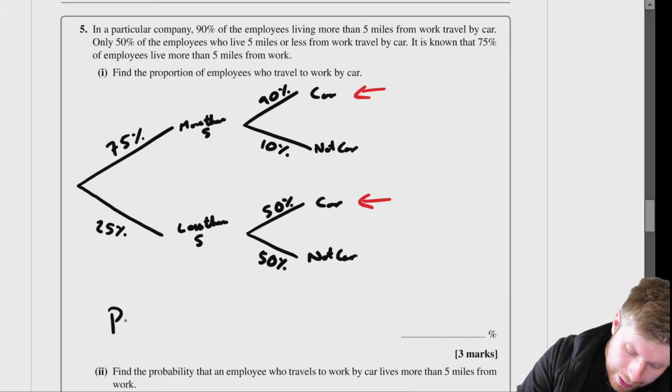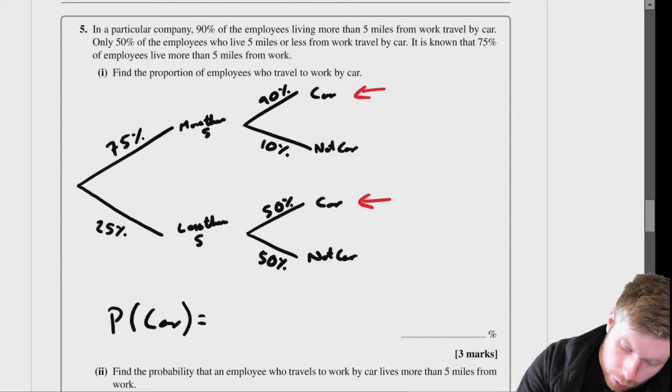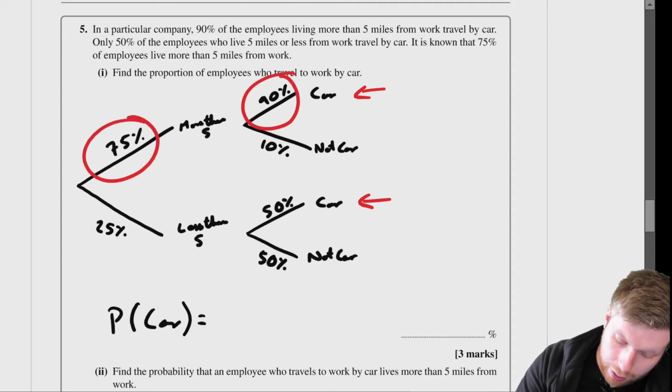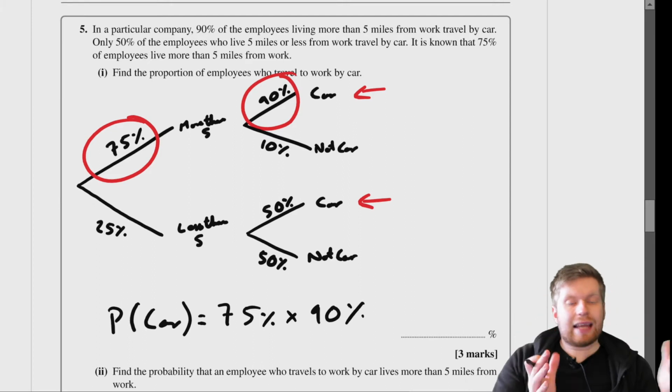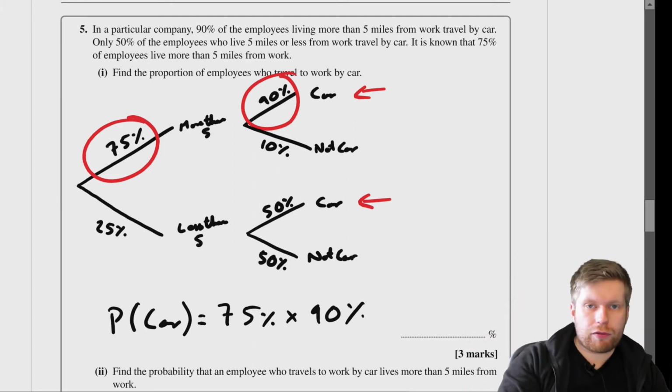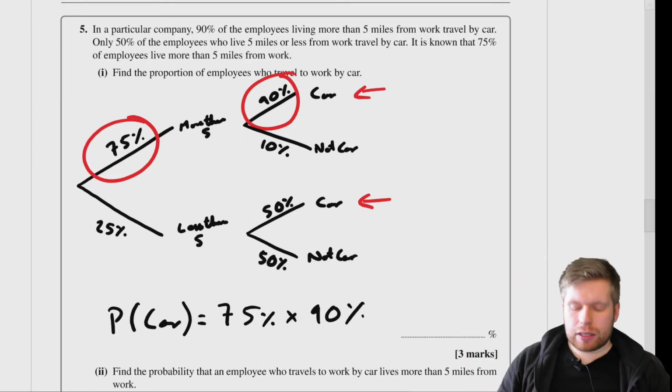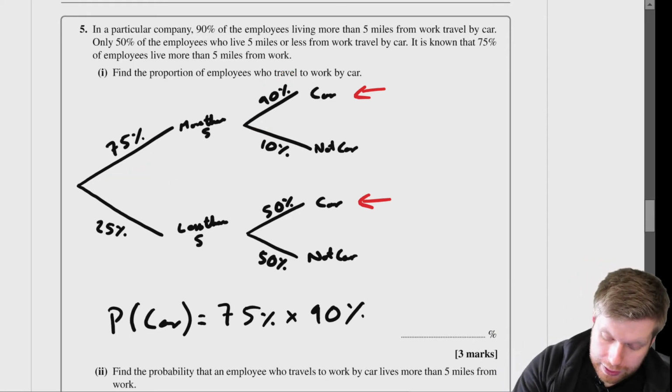So I'm going to say, okay, the probability of travelling to work by car will be equal to, well, first of all, the probability that you live more than 5 miles from work and then you travel by car. So that's going to be 75% times 90%. You notice you times because it's an and situation. You want more than 5 miles from work and travelling to work by car. So those 2 things have to multiply together.